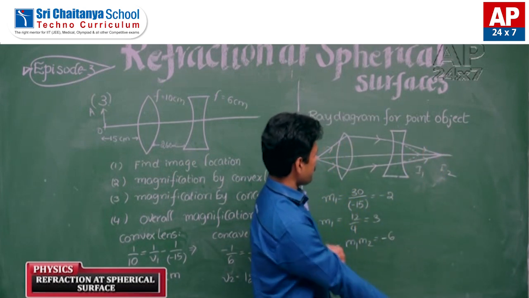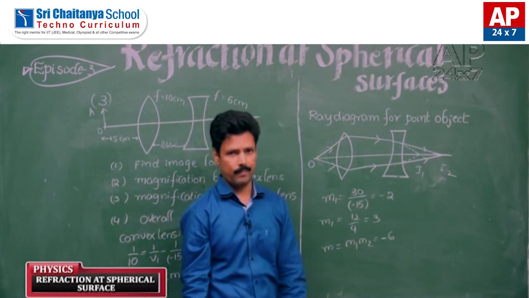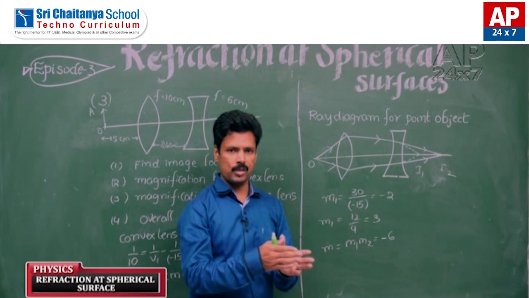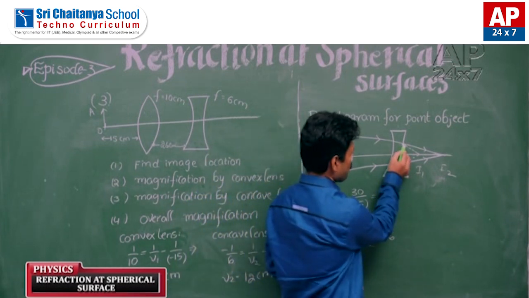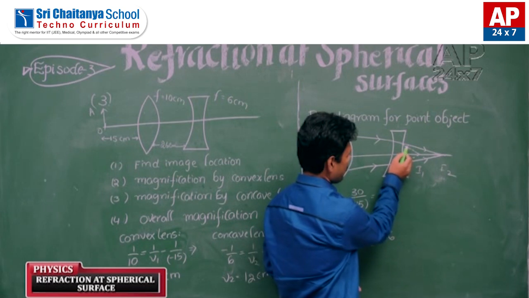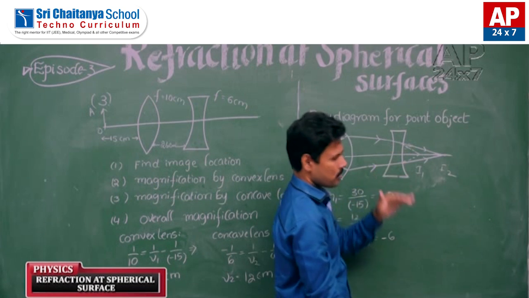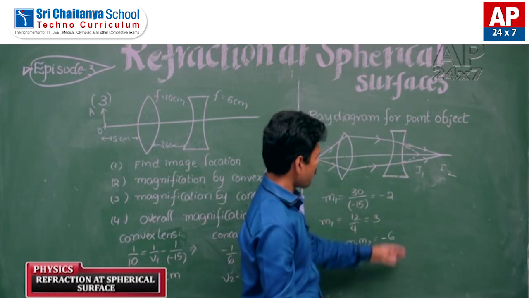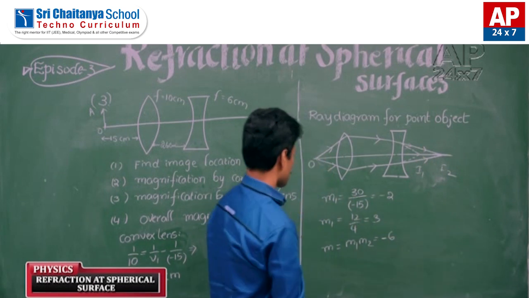That means the image by this concave lens is formed at a distance of 12 from this concave lens. And if you see carefully, the concave lens, also known as a diverging lens, means it is now diverging the light rays. So here, instead of going like this, now they are diverged like this. So going like this, it is now diverged. That's why its image is now formed at more distance from the concave lens, right?